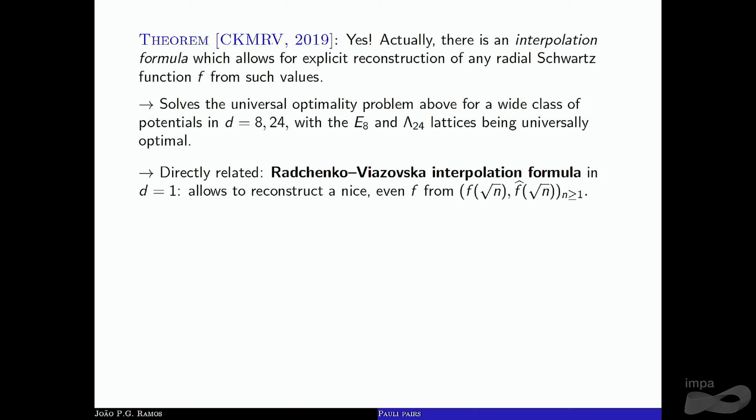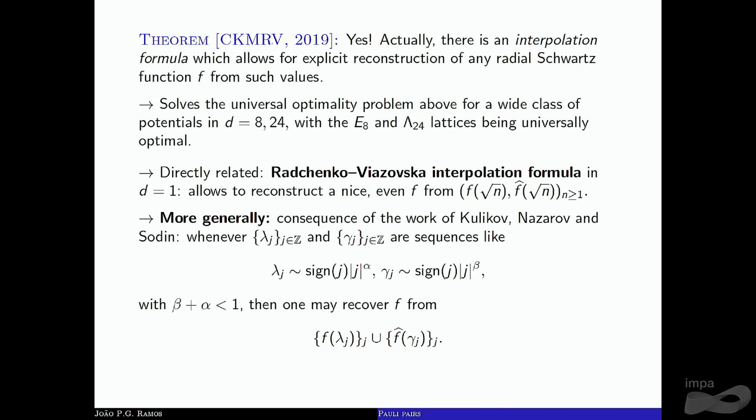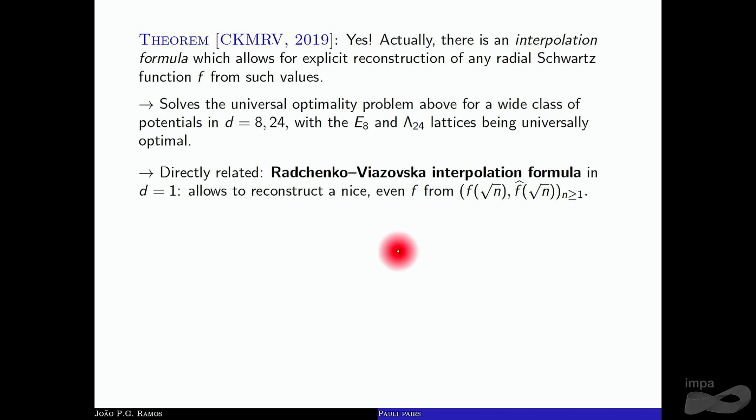And it's related to another one of my favorite theorems in math, which is the Radchenko-Viazovska interpolation formula, which basically says that the same thing can be done, but without the whole derivative thing in dimension 1. So it basically says that, well, if you give me a nice Schwartz function that is even, then I can recover it explicitly from these guys. So from the values of f at root n, the values of f hat at root n.